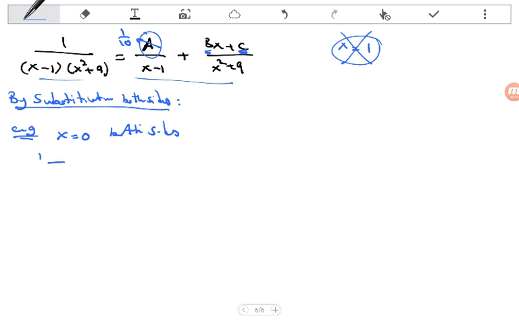So it will be 1 over minus 1 and 9 equal to 1 over 10 divided by minus 1, and here we have c over 9. I multiply by 9 both sides, so I would have c. I can find the value of c. Okay, so I managed to find the value of c by substituting x equal to 0.